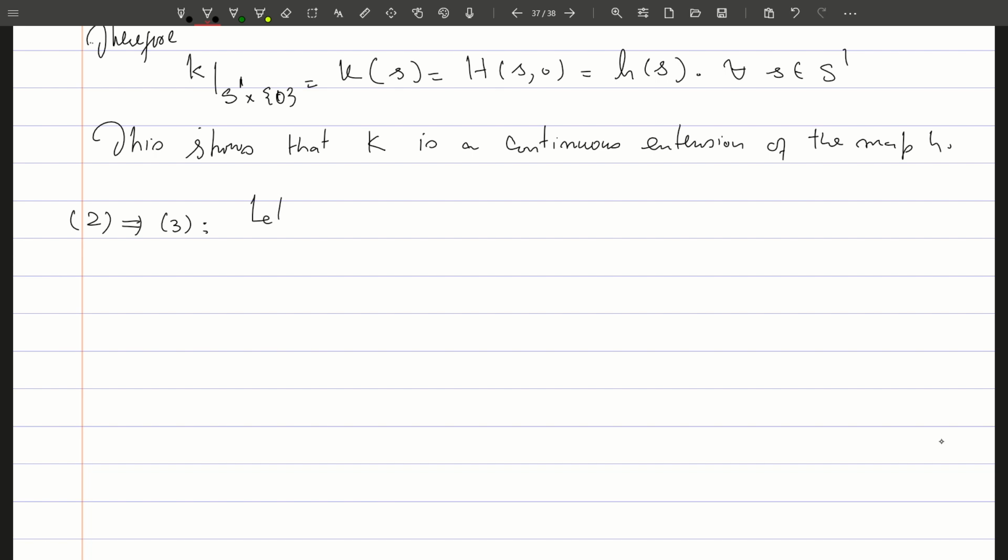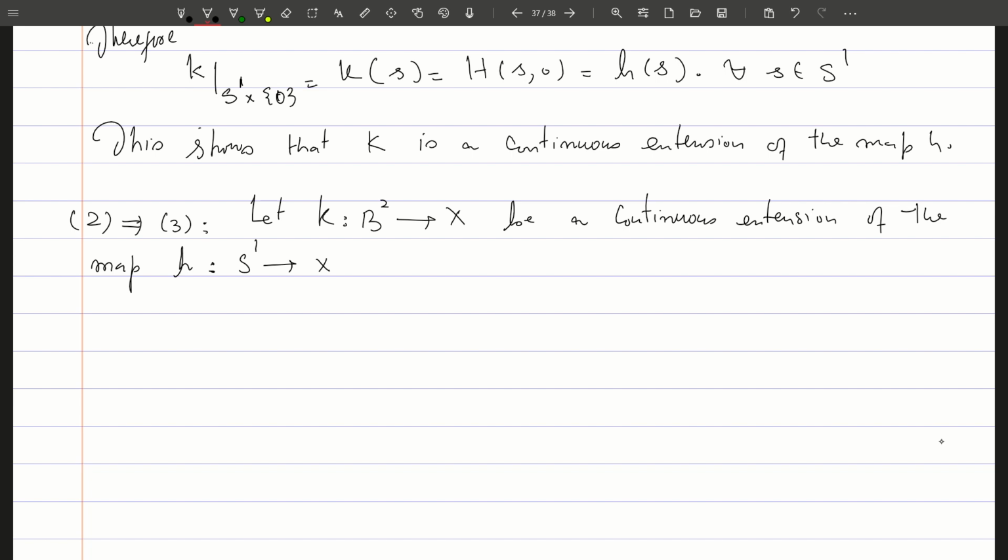So let K from B2 to X be a continuous extension of the map H, which is a map from S1 to X. Now let I from S1 to B2 be the inclusion map.